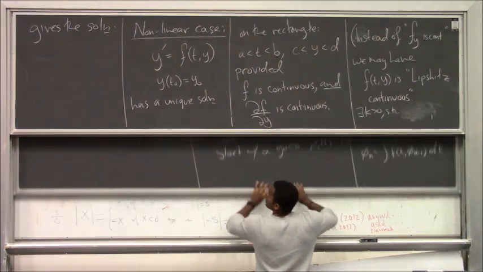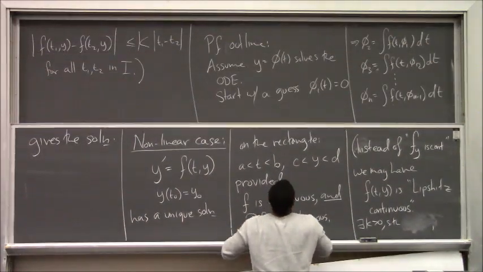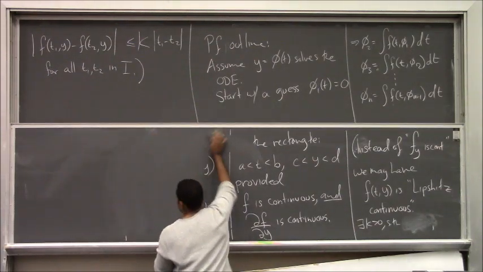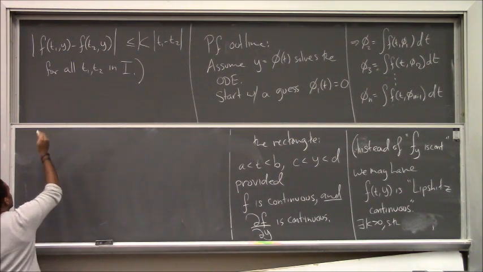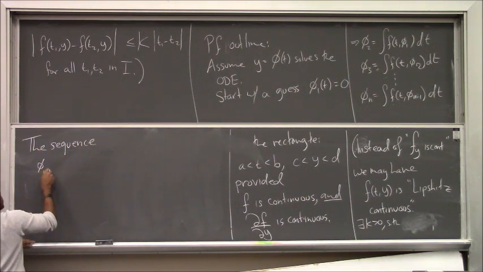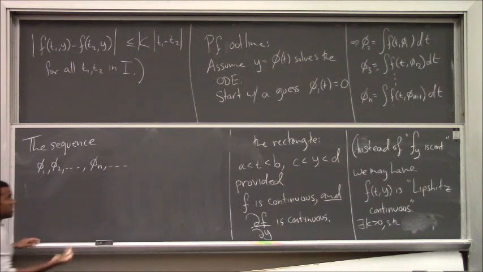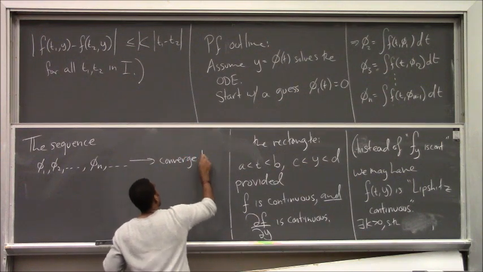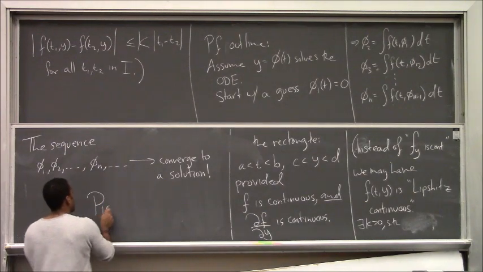And it turns out that in the sequence phi 1, phi 2, up to phi n, if you just continue, it will converge to a solution. This is called Picard's iteration method.